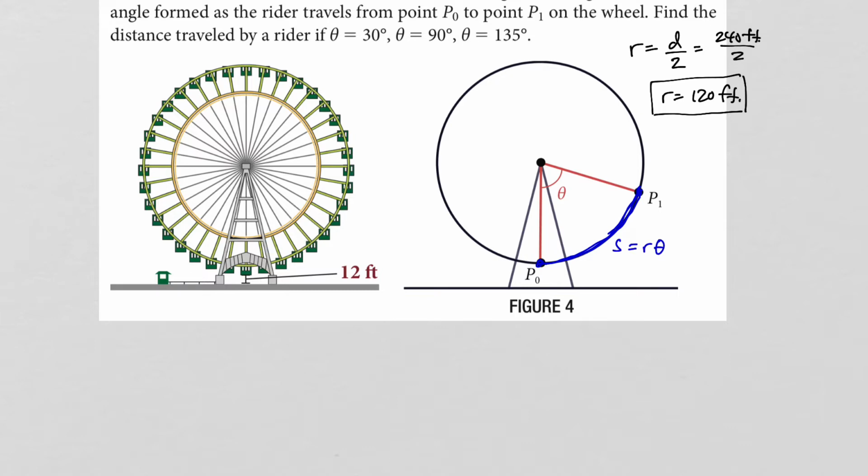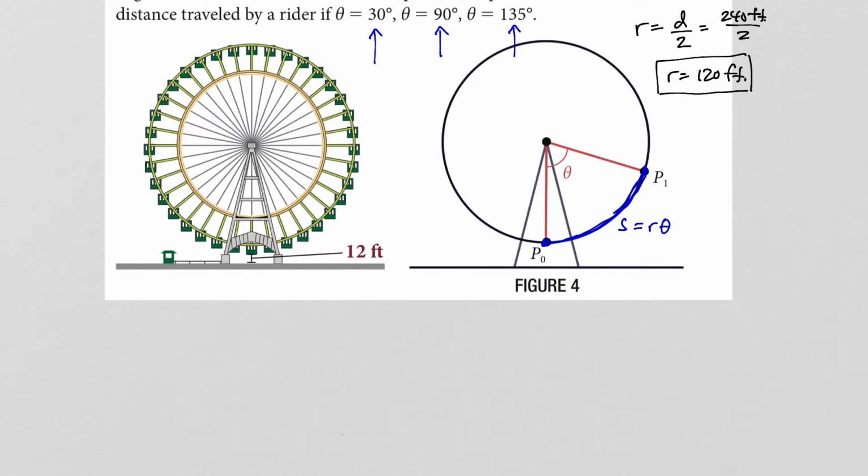So to do this, we have 3 different values for theta we're going to use: 30 degrees, 90 degrees, and 135 degrees. But we have to convert each of those into radians. So for the first one, theta equals 30 degrees, which is pi over 6. For the second one, theta is 90 degrees, which is pi over 2. And finally, theta equals 135 degrees, which converts to 3 pi over 4 radians. And for all of these, we use the radius of 120 feet.